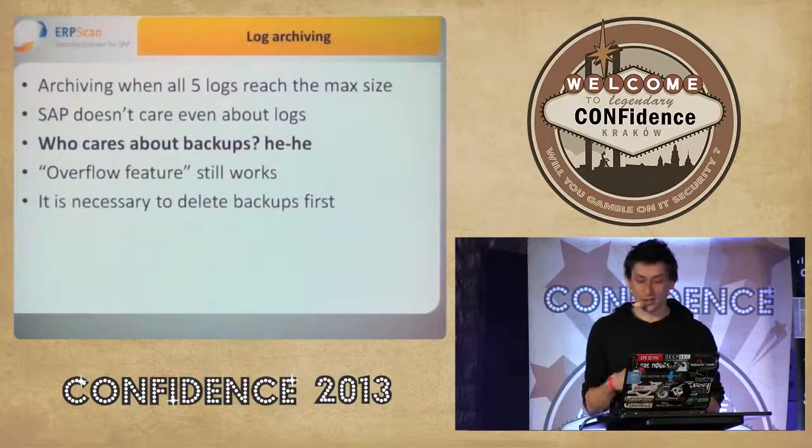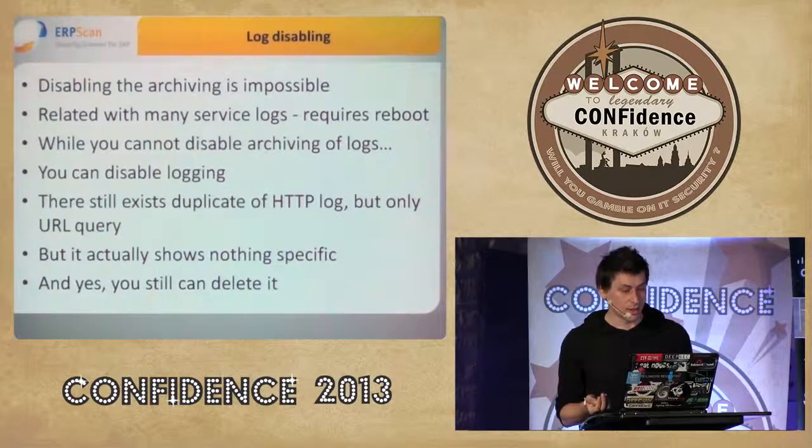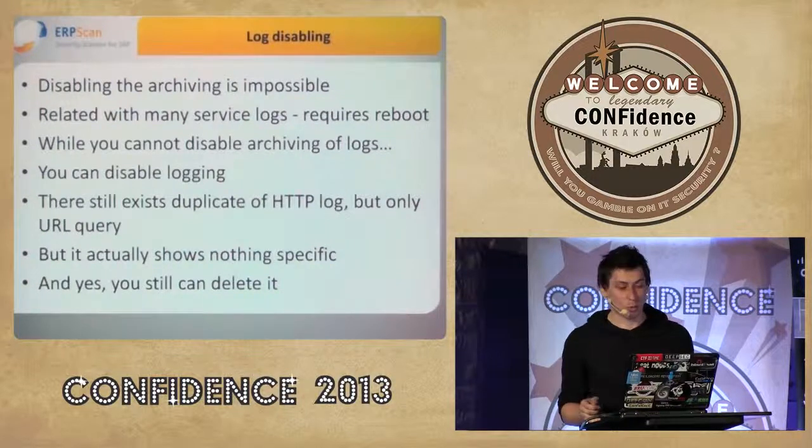The overflow feature is still working. It's necessary to delete backups first. And finally, we can disable logs. It's necessary to remember that even if you know about the archiving, it's possible to turn it off. It's related not only to the HTTP log, but to many other server logs. So it's a global setting and requires rebooting of the SAP system. But we are still able to delete them. And while you cannot disable archiving of logs, you can just disable logging. There still exists a duplicate of HTTP logging, but only URL queries. But it actually shows nothing specific, and yes, you can still delete them.